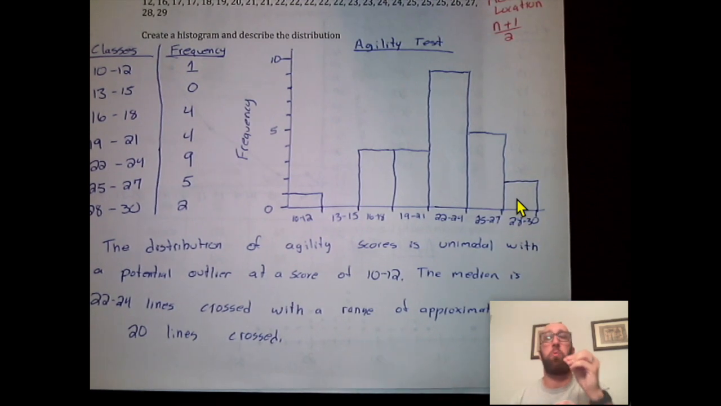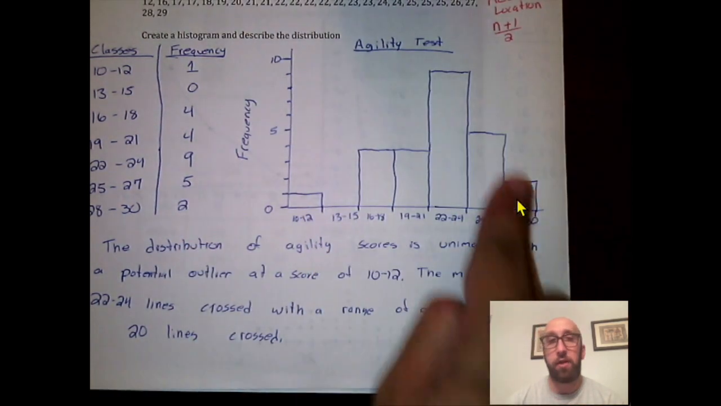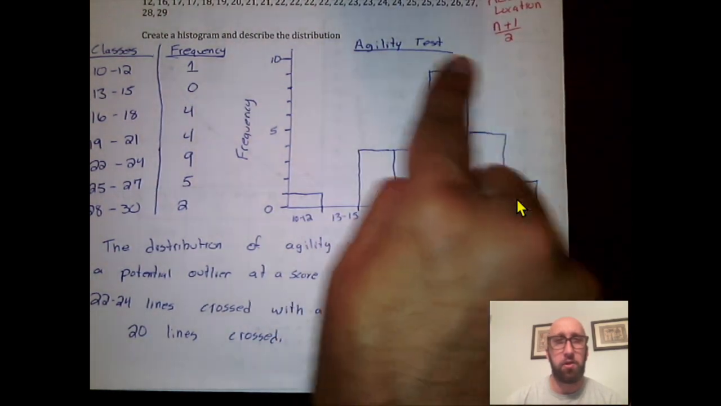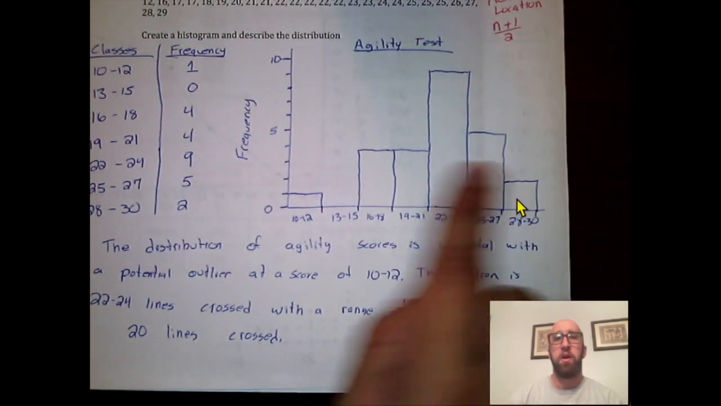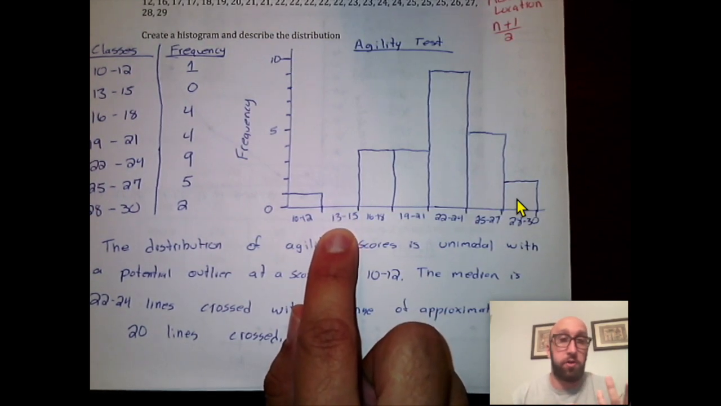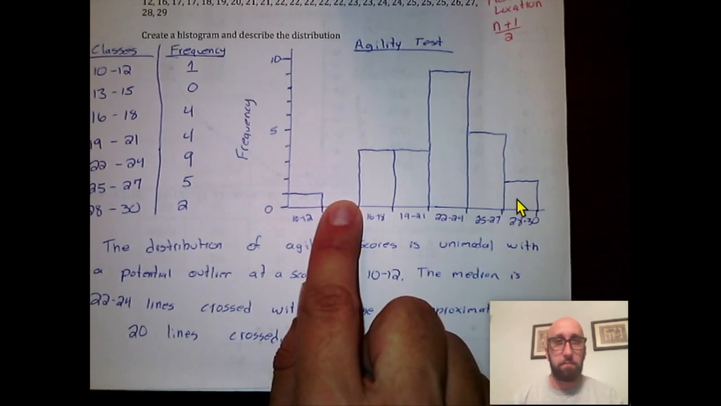Remember, whatever you feel most confident in is a good one. Say what you're confident in, say it, and get out. So with this one, I see a giant hump of data right here. So I was really, really comfortable with unimodal here. Over here, there is a gap in the 13 to 15. I could have called that out too if I wanted to. So if I was not convinced on unimodal, I could have called out the gap.